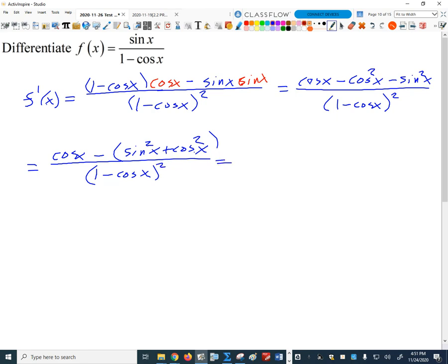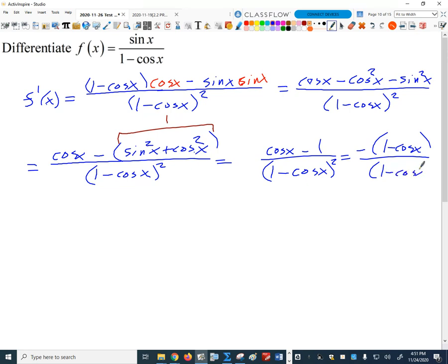So all this stuff, of course, is equal to 1. So we get cosine x minus 1 over 1 minus cosine x quantity squared, which is negative the quantity 1 minus cosine x over 1 minus cosine x squared. And so we can cancel like factors, cancel a 1 minus cosine x, and our final answer just looks like minus 1 over 1 minus cosine x. Okay, that's probably how they have it.